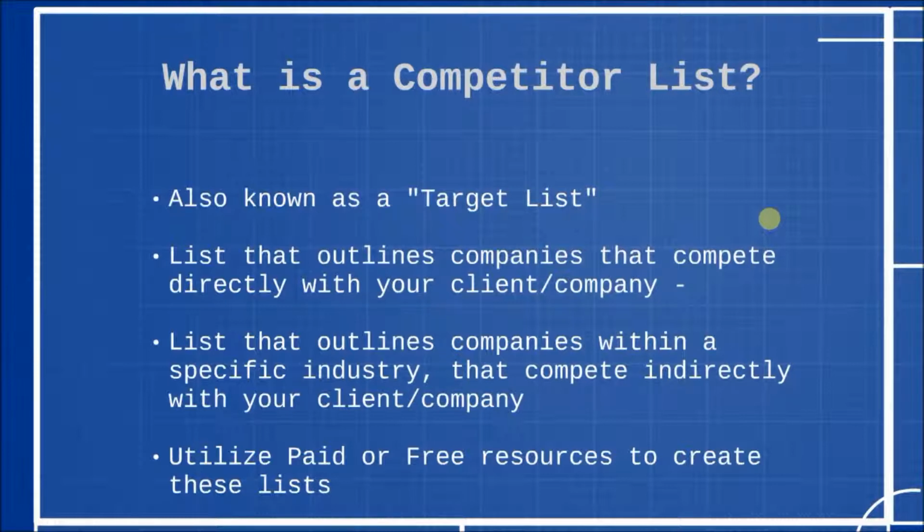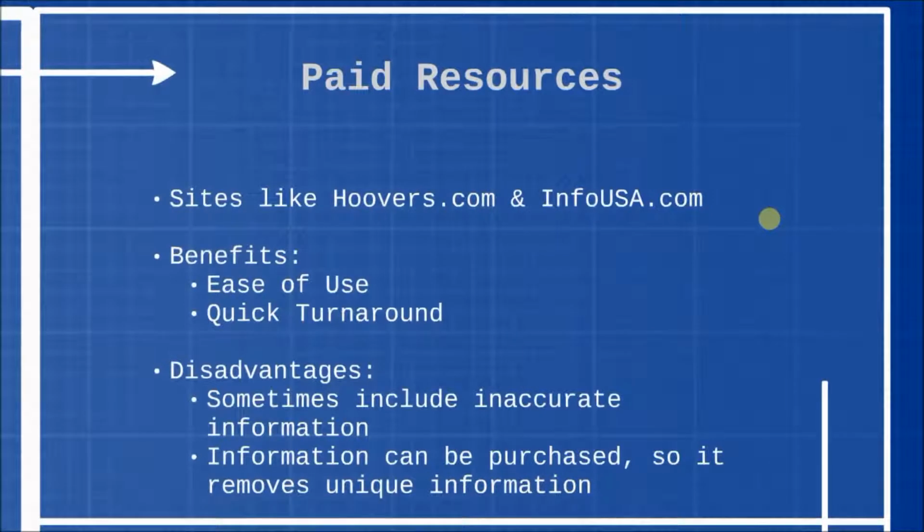This list of companies is really key to the strategic sourcing plan because it allows you to focus on companies that you want to pull passive candidates from and that your clients want you to focus on. There are really two ways of building a competitor list, and they're categorized simply into paid or free sites. So let's take a quick look at paid resources.